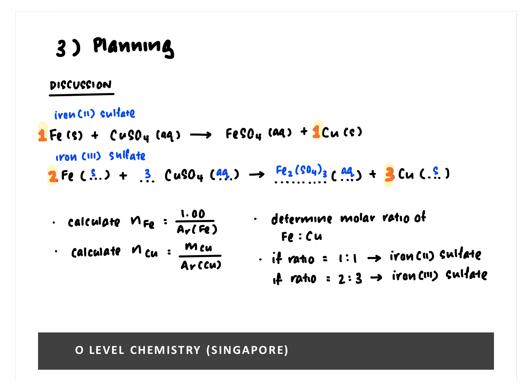If the ratio is close to 1:1, it means that iron 2 sulfate is formed. The first reaction took place. If the ratio is closer to 2:3, or 0.66, it means that iron 3 sulfate is formed.